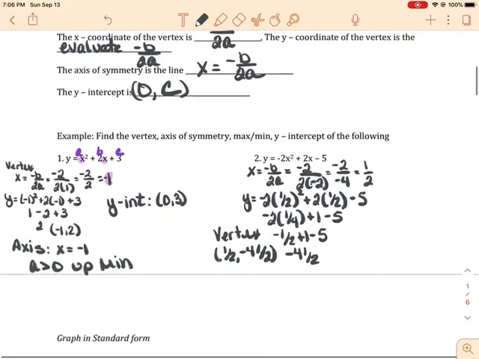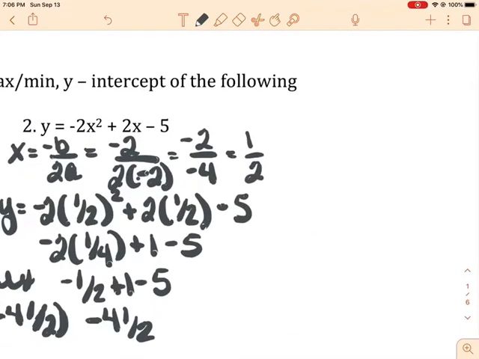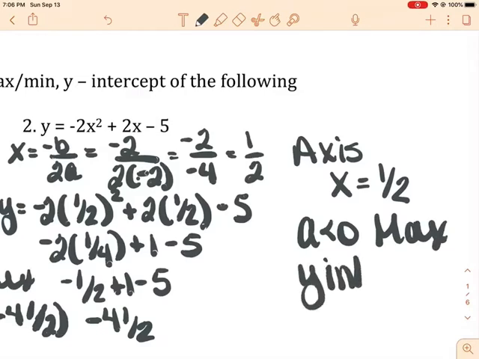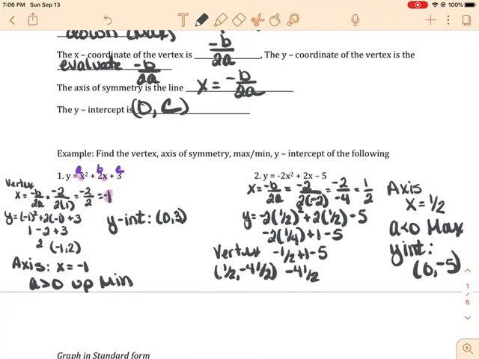All right, and then we need our axis, which is x equals 1/2. A is negative, so it's below 0. It's less than, so it's a max. We know that opens down. And our y-intercept is negative 5, so we would have the point 0, negative 5. Okay, so we're going to need this information to do what we want to do when we graph.